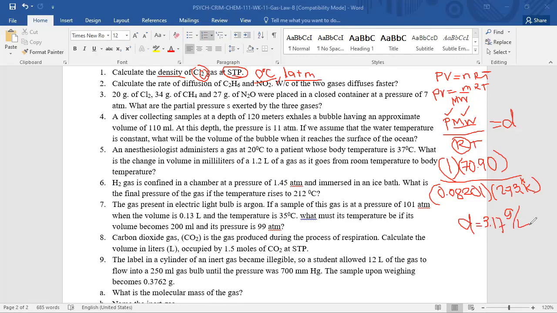grams per liter. Okay? That is how we compute the density using the ideal gas equation. Why grams per liter? The unit of our molecular weight is gram per mole, and the liter comes from the unit of the ideal gas constant. So that is how to compute the density using the PV = nRT equation. Okay? Let us proceed to number 2.